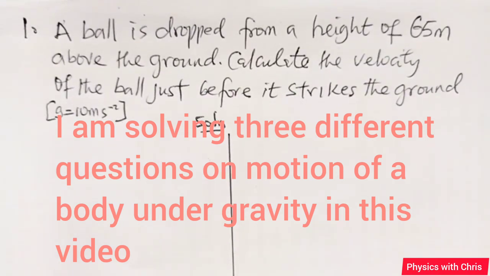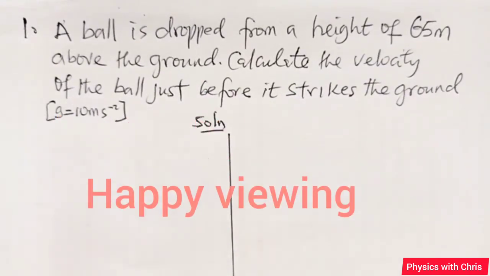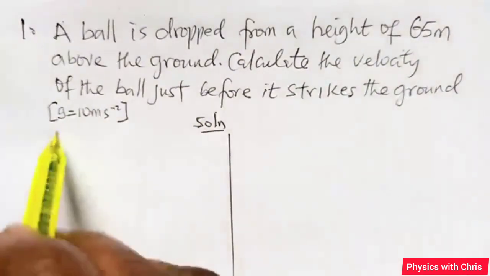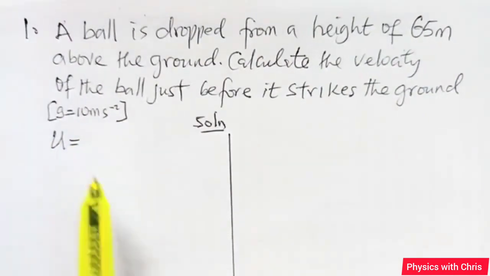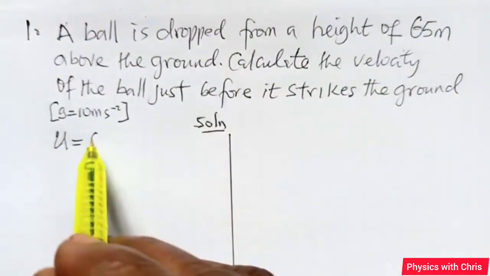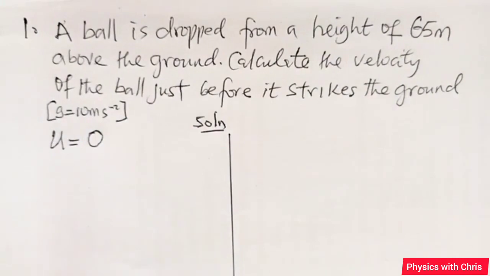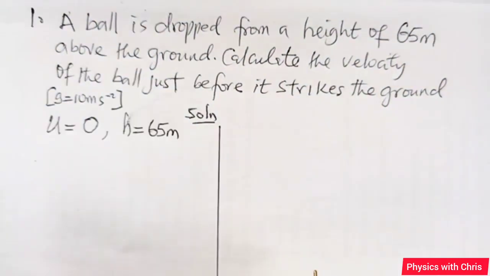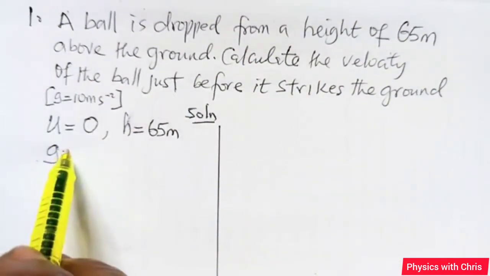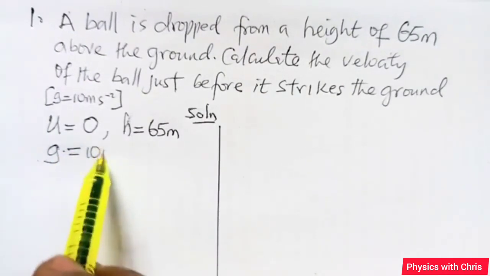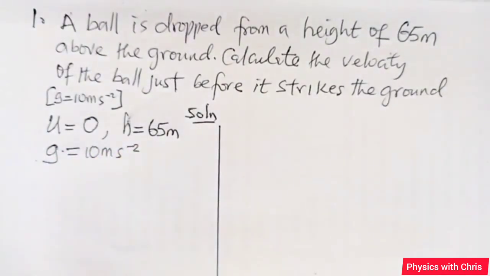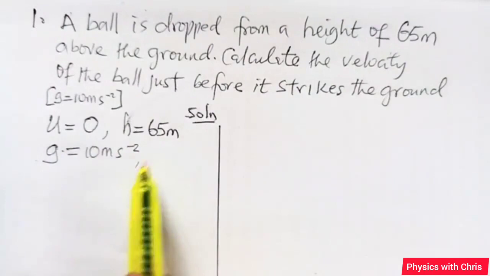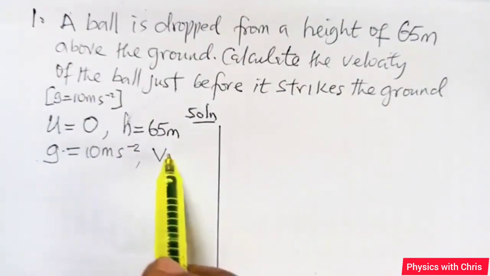This is a case of a motion of a body under gravity in the absence of air resistance, or with air resistance negligible. We take the initial velocity of the ball as 0, because this ball falls from rest from a height of 65 meters above the ground. Now we are going to take G as 10 meters per second squared. It's given already, and we need to find the speed of the ball just before it strikes the ground.